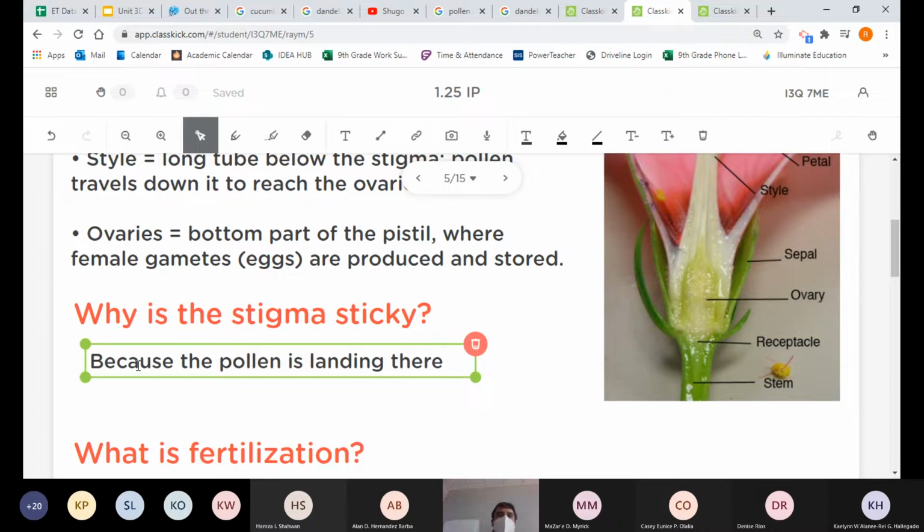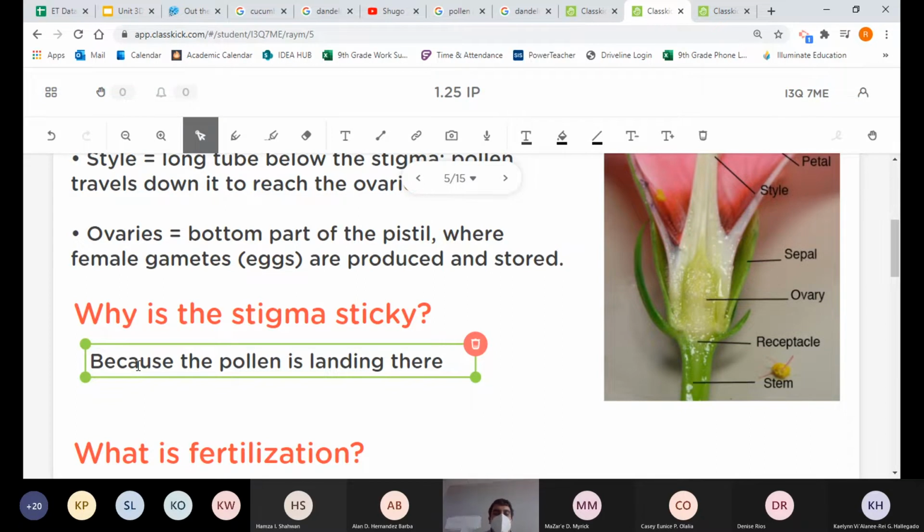So remember, plants are outside, right? We get the benefit of being inside and not having to worry about the elements for the most part. But plants are not that lucky usually. They got to kind of combat the elements. So if the stigma is sticky, it's able to hold on to that pollen a little bit better. So don't have to worry about losing it quite so easily.